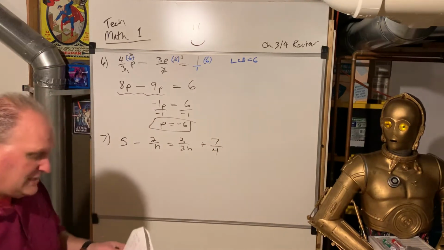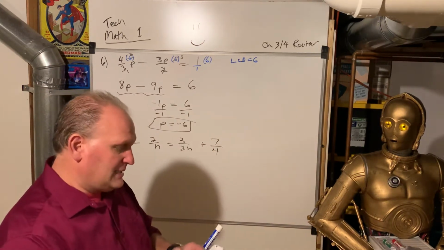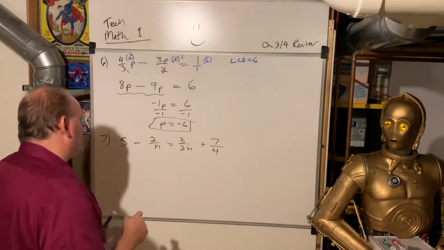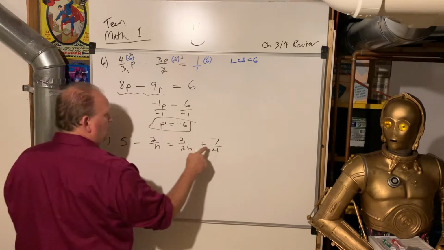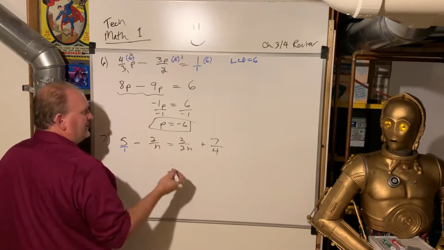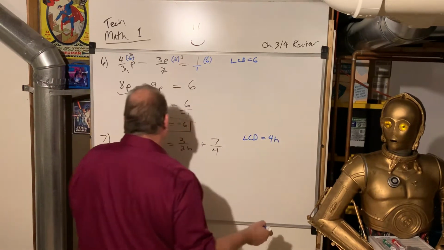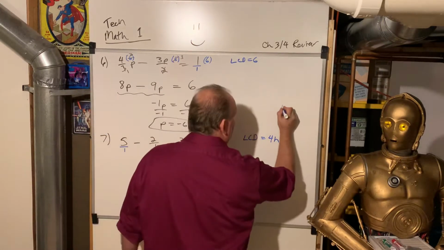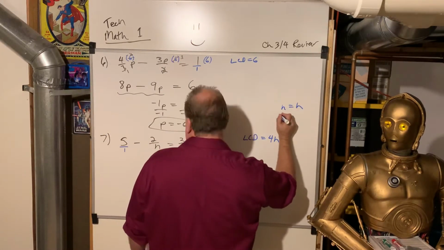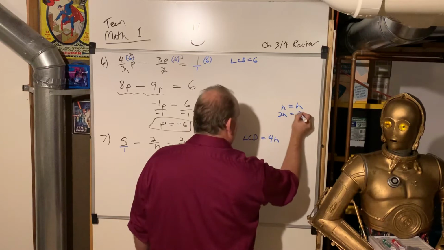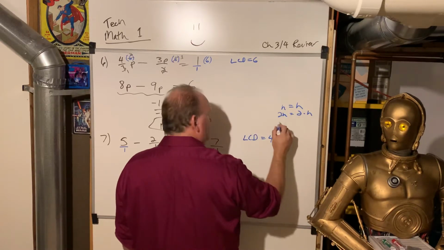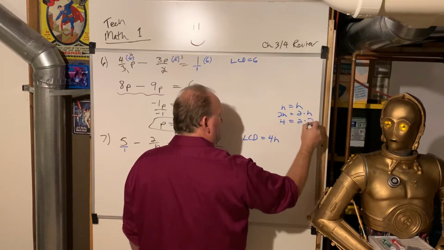So we look at this and say, okay, what is going to eliminate all of the fractions between h and 2 and 4? The LCD would be 4h. Now, if you're not sure how that happened, let me show you. h is just h. 2h is just 2 times h, like you're breaking them down into the primes. 4 is equal to 2 times 2.